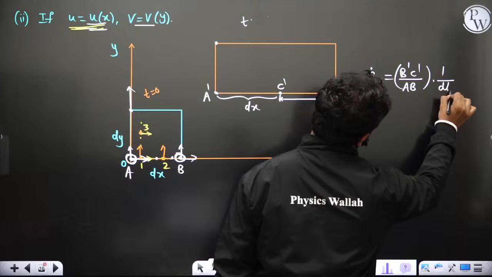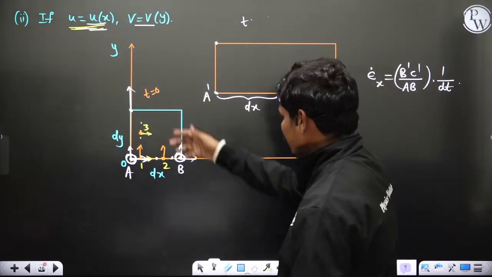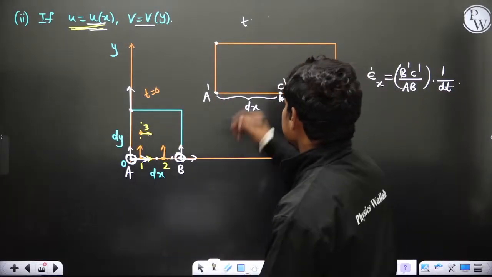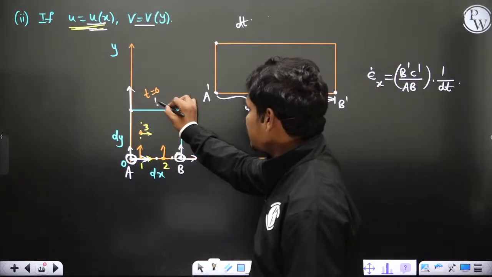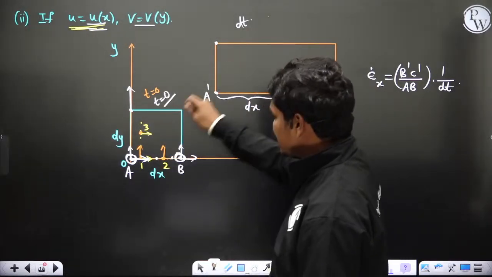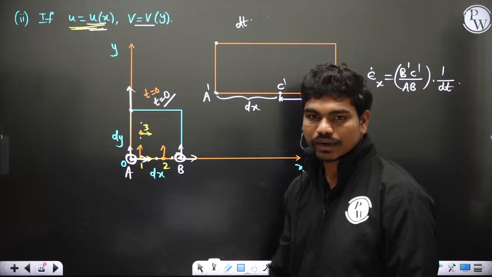So 1 by dt. Let us suppose in a small time dt, this is coming from this location to this location. Okay, so this is happening in a time dt, for example. This is the configuration at time t equal to 0, and in a small time dt, this element got stretched to this particular configuration.